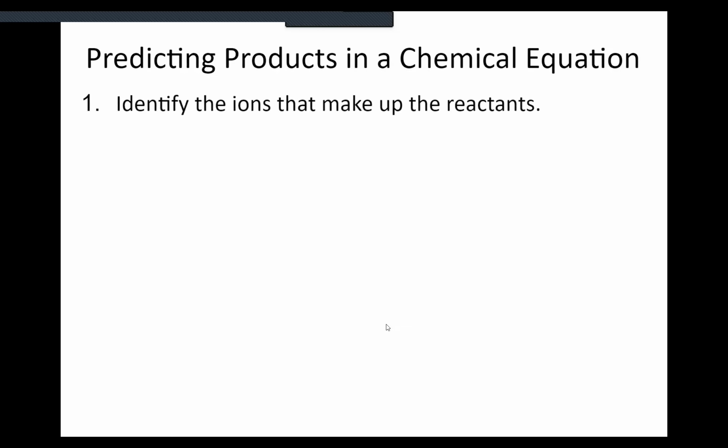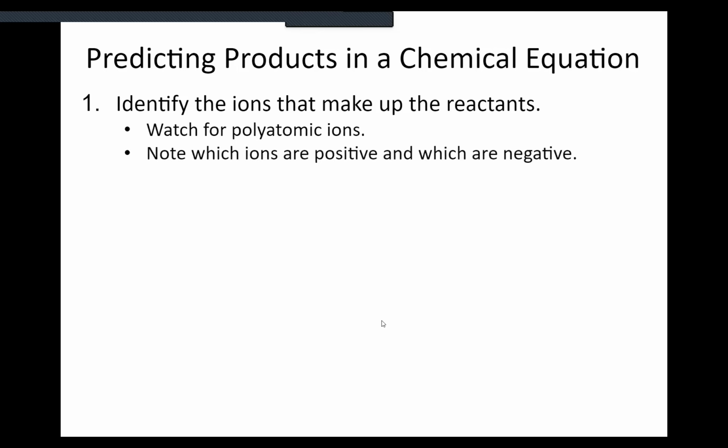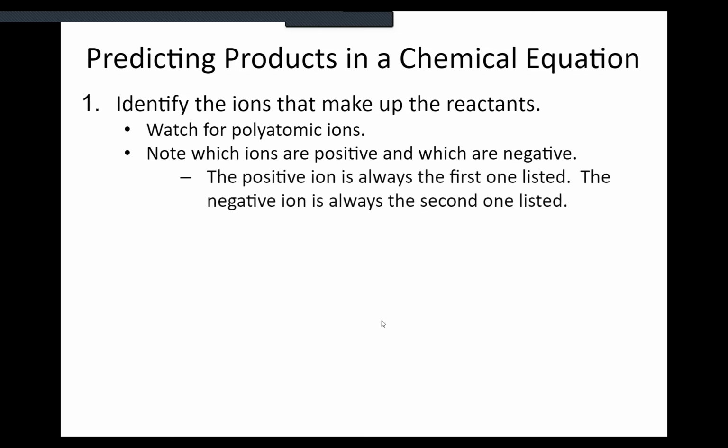When we're asked to predict products in a chemical equation, the first thing we need to do is look at the formulas. We're always going to be dealing with ionic compounds when we consider potential precipitations. Identify and list out the ions that make up the reactants. Watch for polyatomic ions. That means you've got to know your list of polyatomics. Have it out if that's helpful. Note which ions are positive and which are negative. The positive ion will always be the first one listed in a chemical formula, and the negative ion will always be the second one listed.